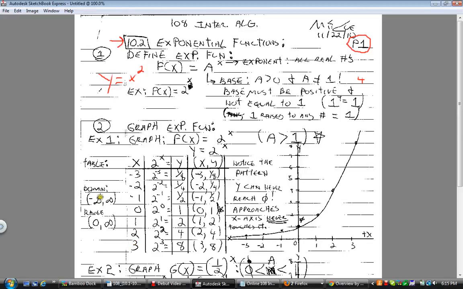Welcome to section 10.2. We're going to work with exponential functions. We're going to focus on page 1 of these class notes.